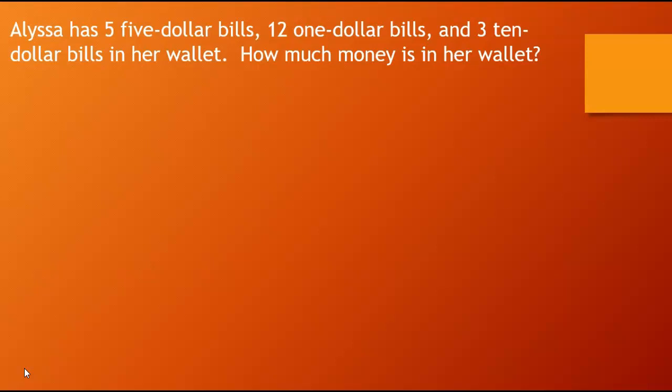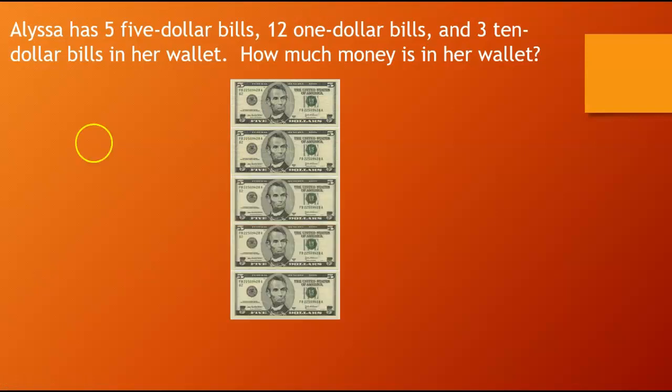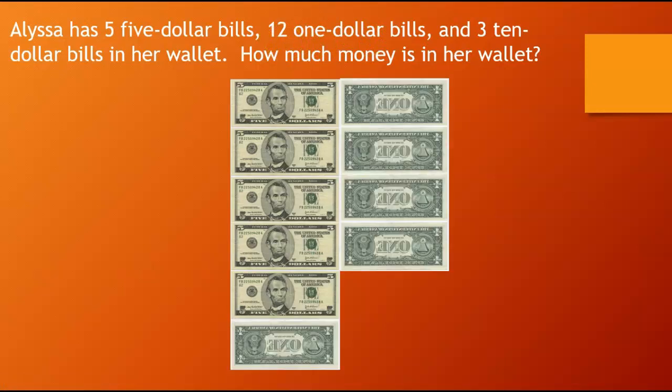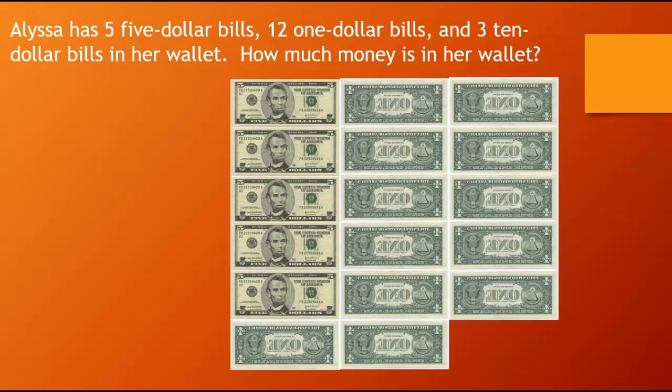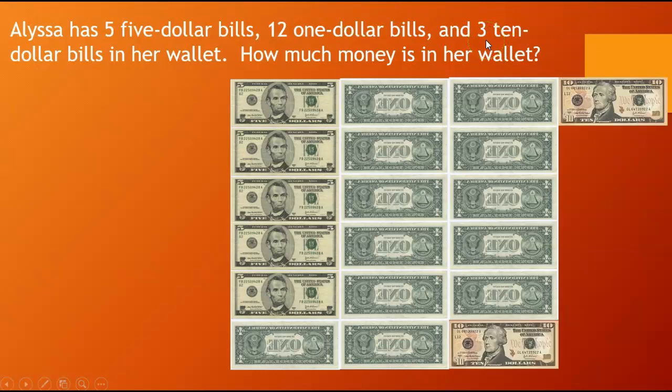So how many $5 bills does Alyssa have? Let's go ahead and draw a picture out to kind of help us figure out how much she has in all. So she has how many $5 bills? It says right here, 5. Okay, so let's do 5 5s. 1, 2, 3, 4, 5. And how many $1 bills? There's 12, so let's do 12. 1, 2, 3, 4, 5, 6, 7, 8, 9, 10, 11, 12. And how many $10 bills? 3. 1, 2, 3.